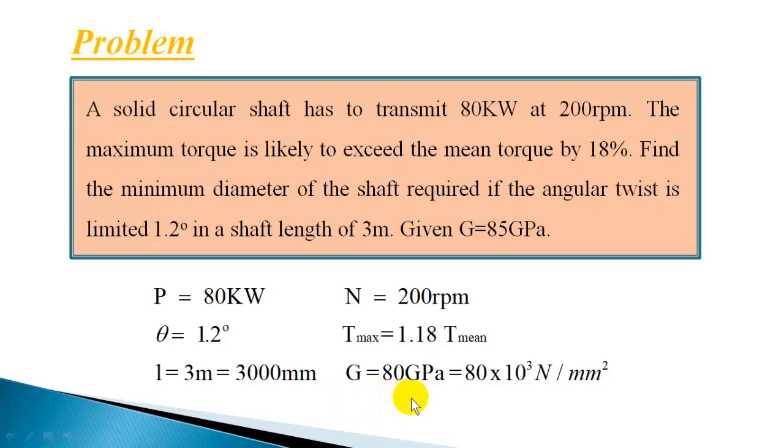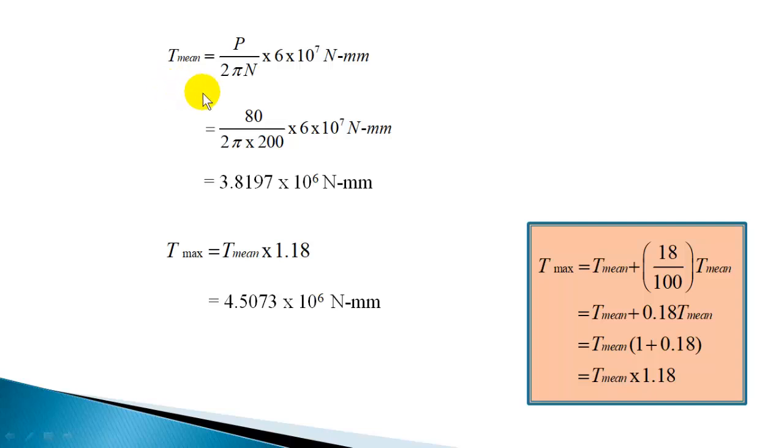Modulus of rigidity G is equal to 85 into 10 raised to 3 Newton per mm square. First we will calculate the mean torque. The mean torque is P by 2 pi N into 6 into 10 raised to 7 Newton mm. Now power transmitted is 80 kilowatt, so you have to substitute in kilowatt only. 80 kilowatt, RPM is 200. So substituting that, you will get the mean torque as 3.8197 into 10 raised to 6 Newton mm.